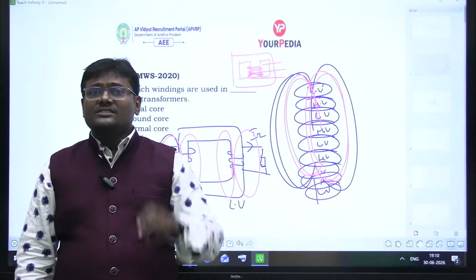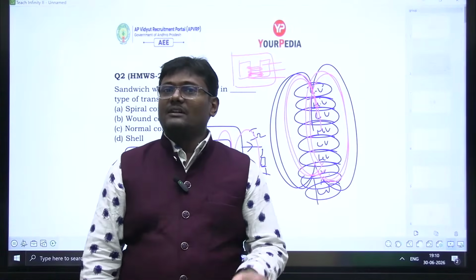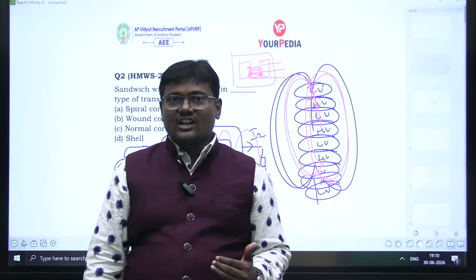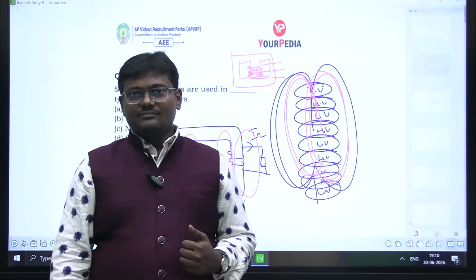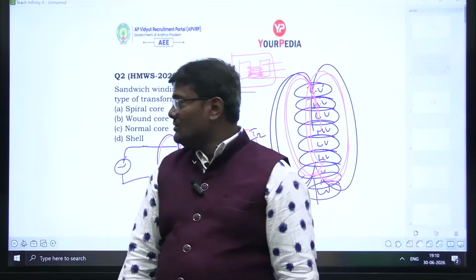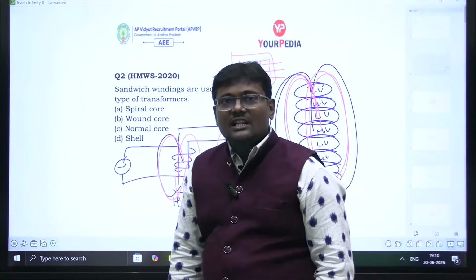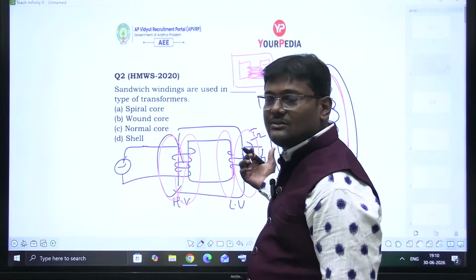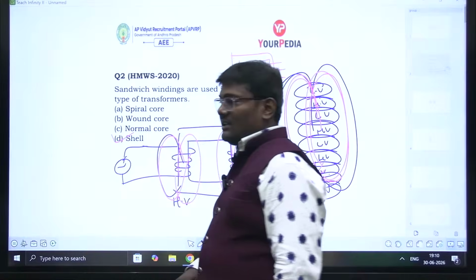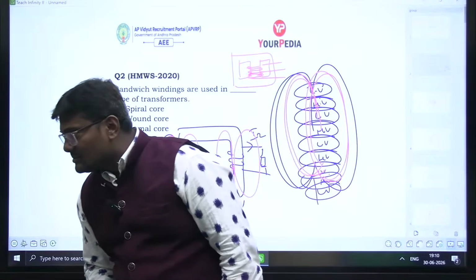If the leakage flux is reduced, the drop is also less. If the drop is also less, what happened? Voltage regulation has to be improved, and to reduce the mechanical vibrations. So these are all the background story of the shell type of a transformer and sandwich type of a transformer. So we can choose the D option as the correct one. Yes, D option is correct.